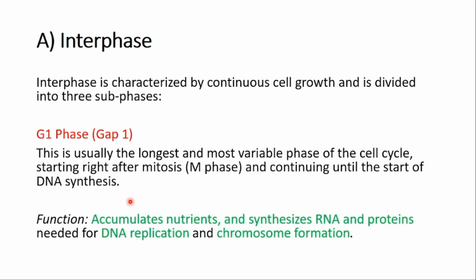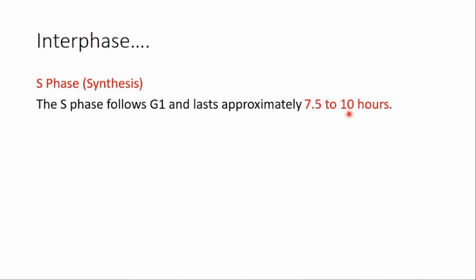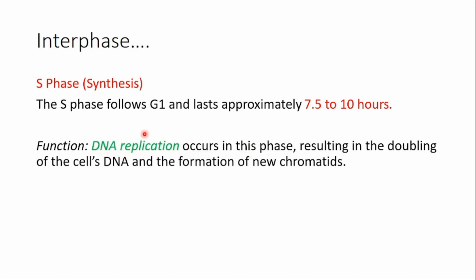In the gap 1 phase, the cell accumulates nutrients. It synthesizes RNA and proteins needed for DNA replication and chromosome formation. In the S phase or the synthesis phase, which lasts for about 7.5 to 10 hours, DNA replication occurs, resulting in the doubling of the cell's DNA and the formation of new chromatids.